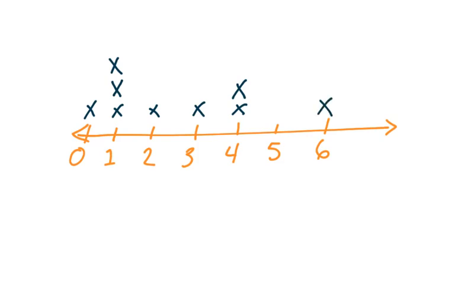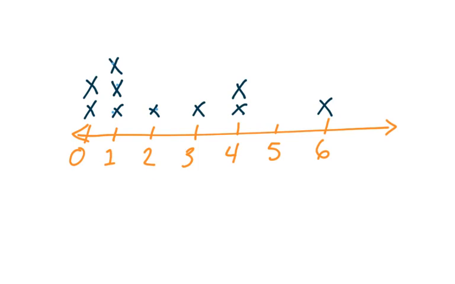Let's check. We should have 10 total dots. 1, 2, 3, 4, 5, 6, 7, 8, 9. You gotta ask one more person. And the last person you ask, oh, they're also an only child. 10. So I have 10 X's there, which means I've asked my 10 people.